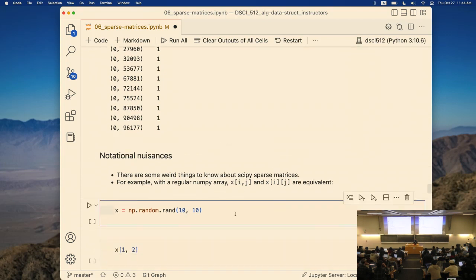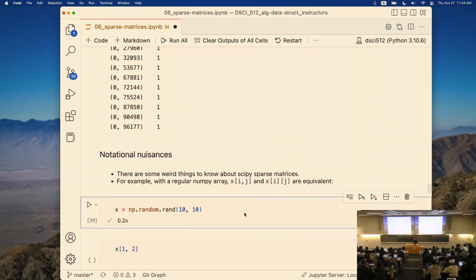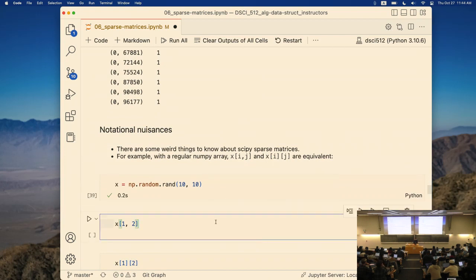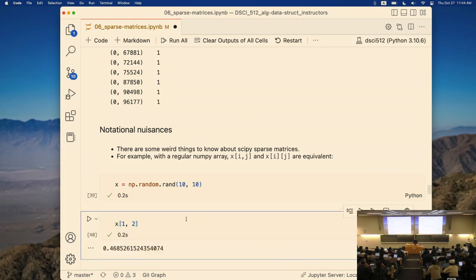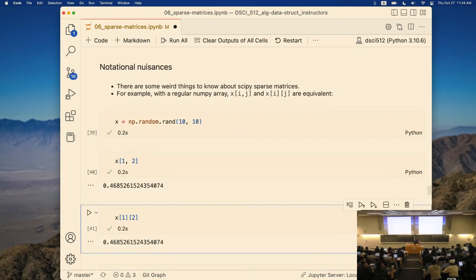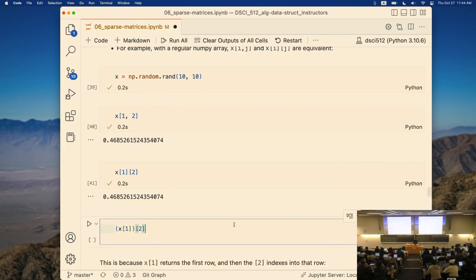Okay, so there are some notational nuisances, and I'm going to quickly talk about them. If you have just a regular NumPy array, there are two ways that you can return the values stored in particular indexes. So for example, at 1 and 2, we can do this. We can also do this. Both of these notations work. The reason is that x of 1 returns the second row, and then this 2 indexes into that row and grabs the third item, so it works.